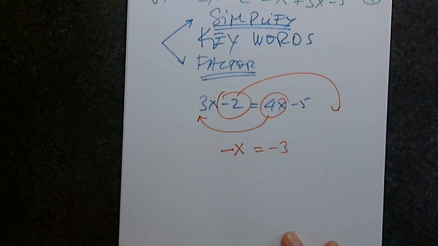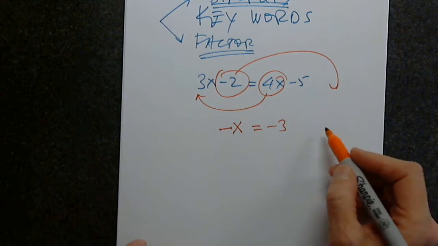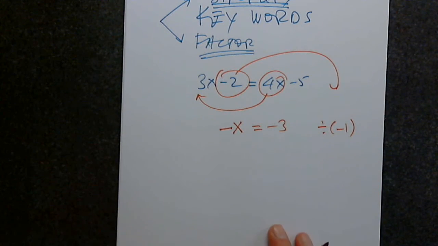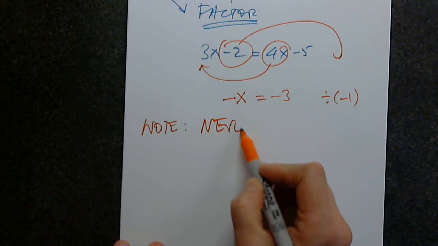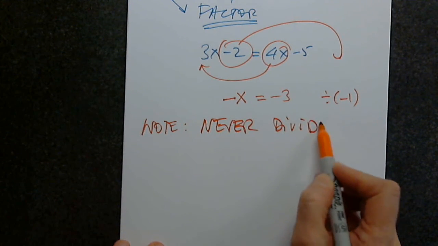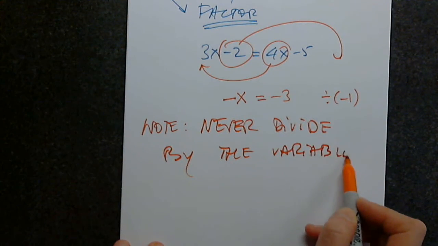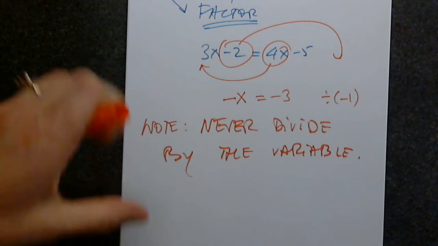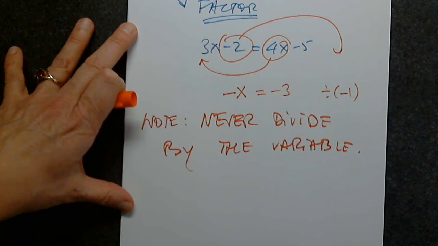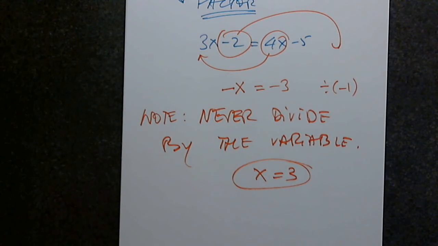Only now I divide, or multiply in this case, the same thing, by -1. We can never divide by the variable. Thank you. Note, it's okay. Never divide by the variable. We are solving for it. We cannot divide by -x or x, ever. Okay, so then what do I divide by? A number. -1. So then I get x equals, that's it. This is the way we solve.